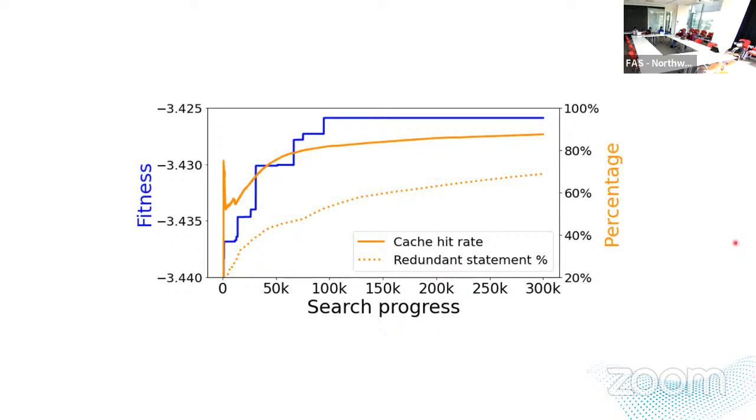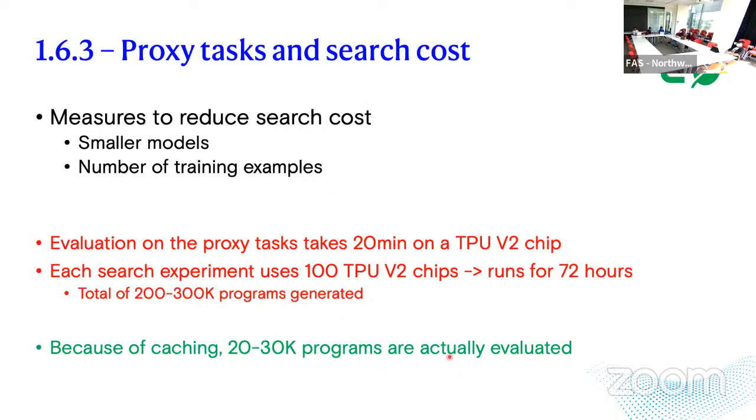So they mentioned that when we come up with a new child, if we have already encountered that child before, it will be a waste of resources to run it again. So overall, they mentioned that even though 200K to 300K programs are generated, because of caching, we will actually evaluate roughly 20 to 30K models.